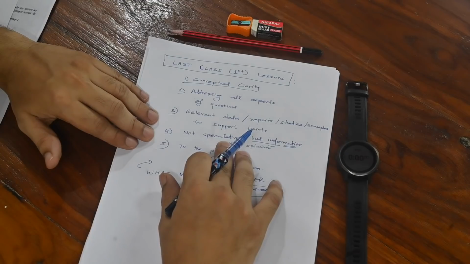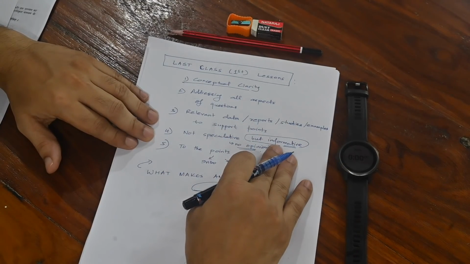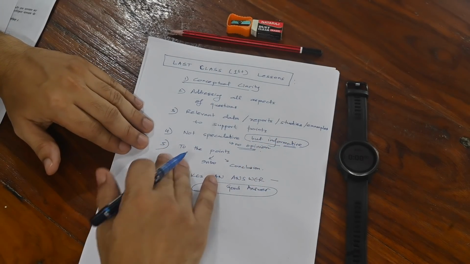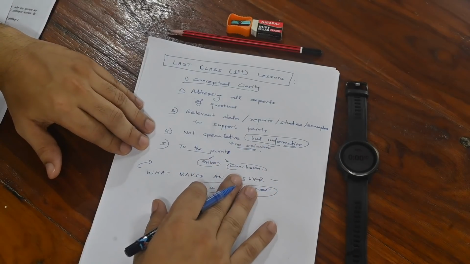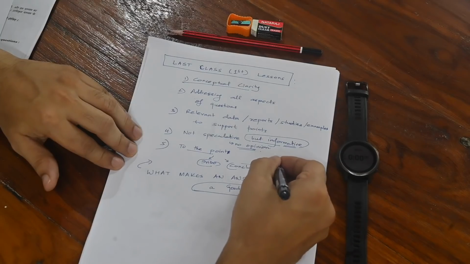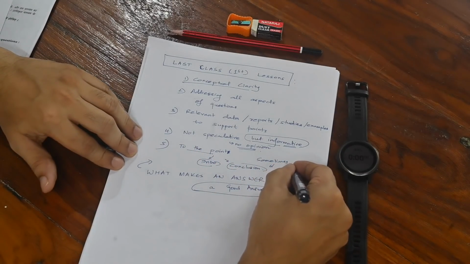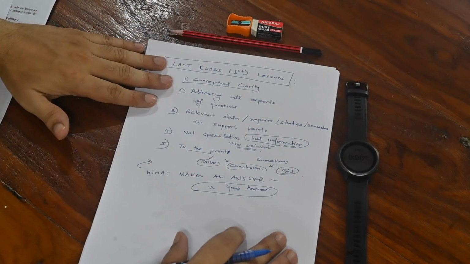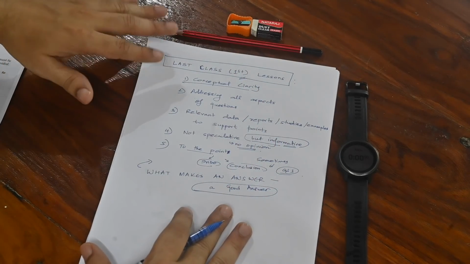Number 4, it should not be speculative but informative. There should be no opinion but information in the answer. And number 5, it should be to the point. Intro and conclusion sometimes are not needed if the question is such. Sometimes, not always, intro and conclusion are not needed, especially in the GS3 paper, where you can directly go to the points of the question. So these are the various points from the first class that you should always keep in mind when you are preparing for answer writing.